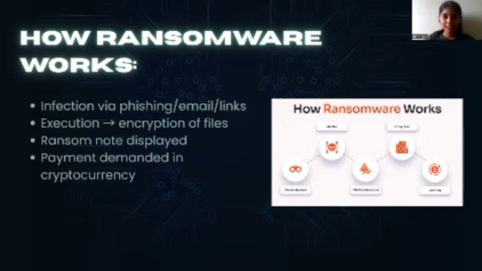So once inside, the ransomware executes its main job, which is encryption. Now think of encryption like putting all your important files inside a locked safe. But here's the trick. You don't have the key. The attacker does. Using strong cryptography algorithms, ransomware scrambles all your data, your documents, images, spreadsheets, so that you can't open them anymore. After the files are locked, the ransomware displays a ransom note on your screen.